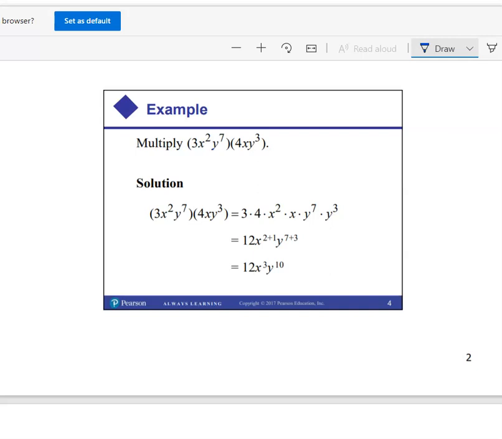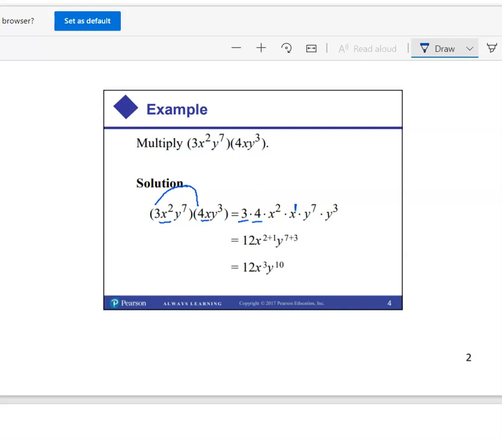So if you'll look here, the first thing they did was take the 3 and multiply it times the 4. So they've got 3 times 4. Then they took the x squared and multiplied it by x. Those are both the same variable, and if there's no number here, remember that this is x to the first power. And then they've got y to the 7th times y to the 3rd at the end.